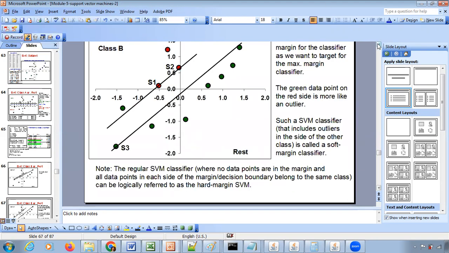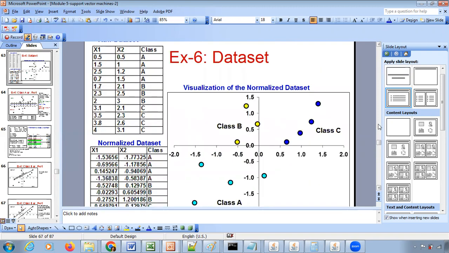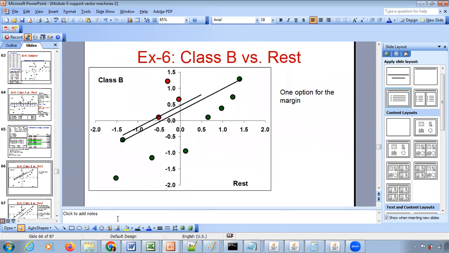Okay, so for class B versus rest, going back to the original visualization, the yellow color data points are class B, and the other seven are class A and C, which is rest. So this is how they look, the three red data points for class B, and the other green ones, class A and C, are considered as rest here.